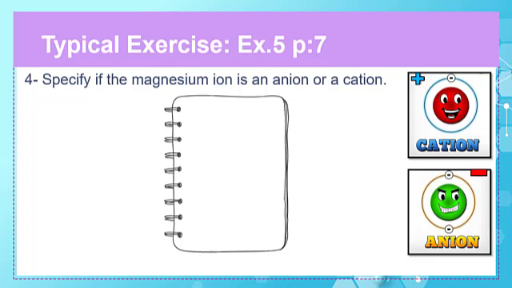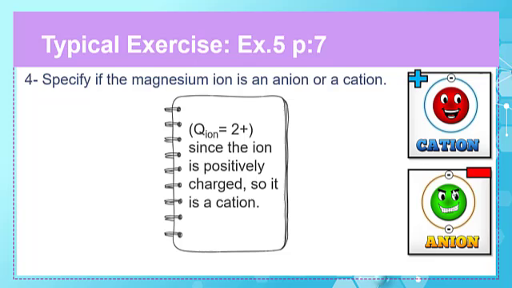Number 4. Specify if the magnesium ion is an anion or a cation. To remember, the cation has a positive charge and the anion has a negative charge. Q of the ion is equal to 2 plus. Since the ion is positively charged, it is a cation.